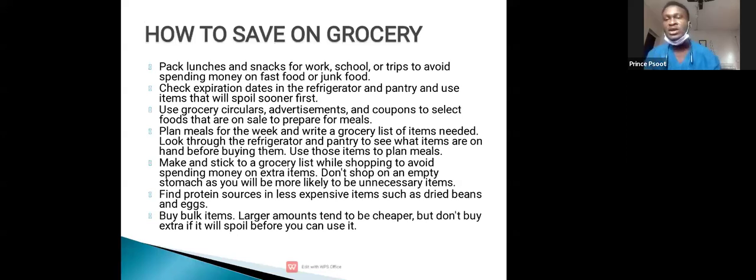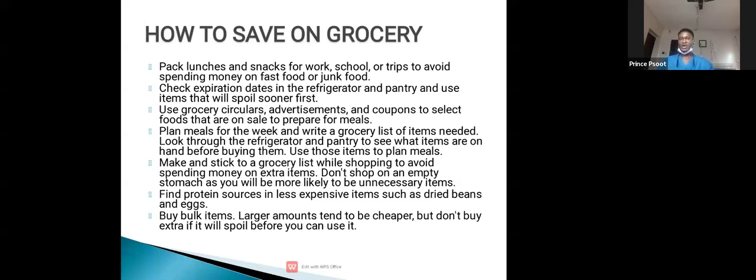Then you plan meals for the week. You can write a grocery list of items that you need. Look through the refrigerator and the pantry to see what items are on hand before buying them. And you can also use those items to plan meals. Then you make and stick to a grocery list while shopping to avoid spending money on extra items.